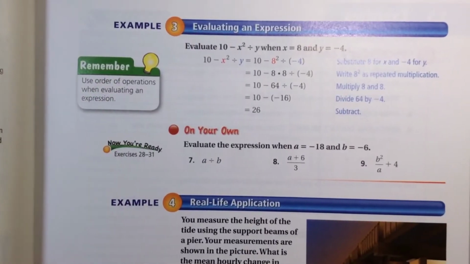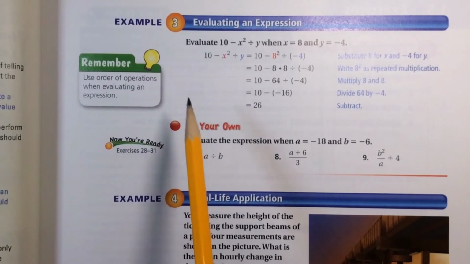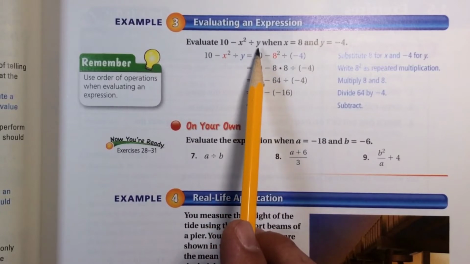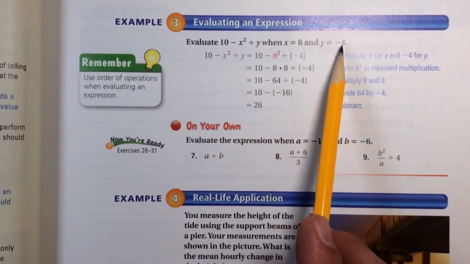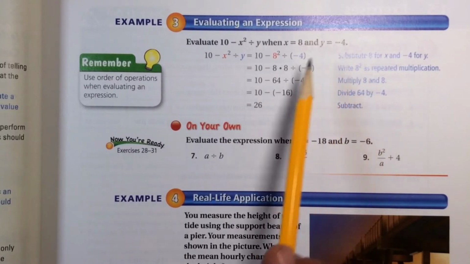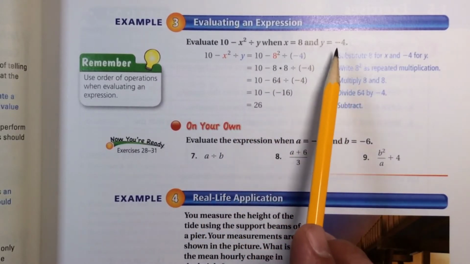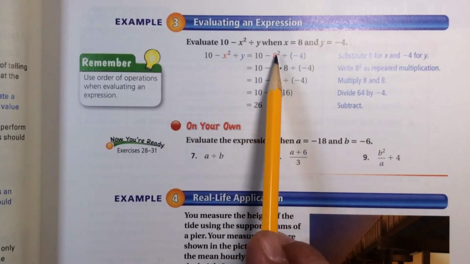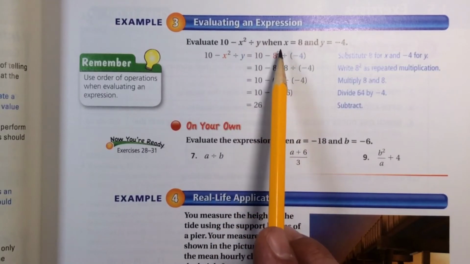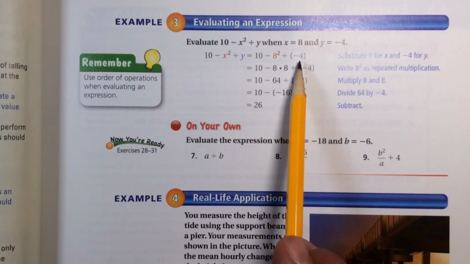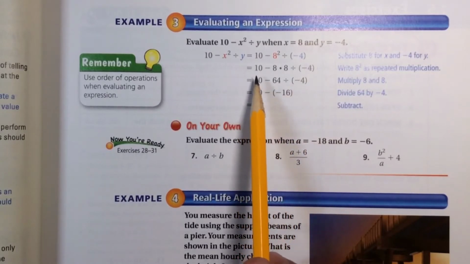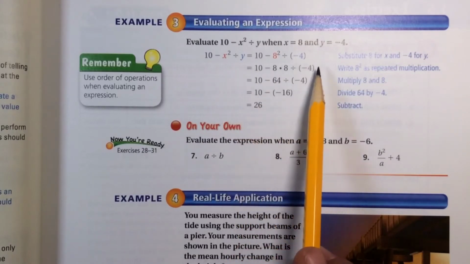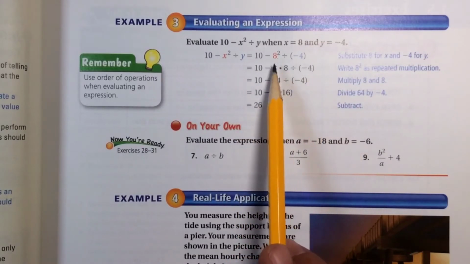Well, this third example is evaluating an expression. They give us: evaluate 10 minus x squared divided by y when x equals 8 and y equals negative 4. So the first thing we do is substitute in 8 for our x and negative 4 for our y, which makes this problem 10 minus 8 squared, because it was x squared, divided by negative 4. Following order of operations, there are no parentheses and no operations inside any, so we go to exponents, and we do have an exponent, 8 times 8.